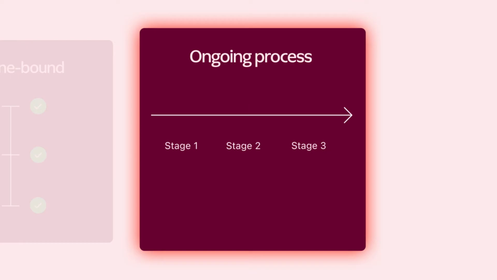Ongoing processes, on the other hand, involve a series of stages that multiple pieces of work move through to reach a particular outcome. New pieces of work continuously move through the same stages. Ongoing processes, like a request process, never really end since new requests are always coming in.